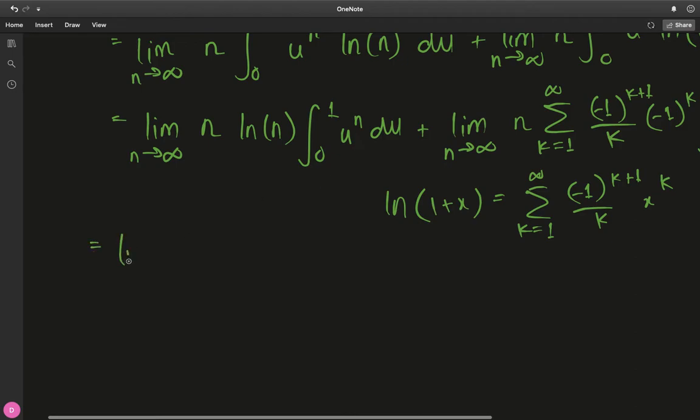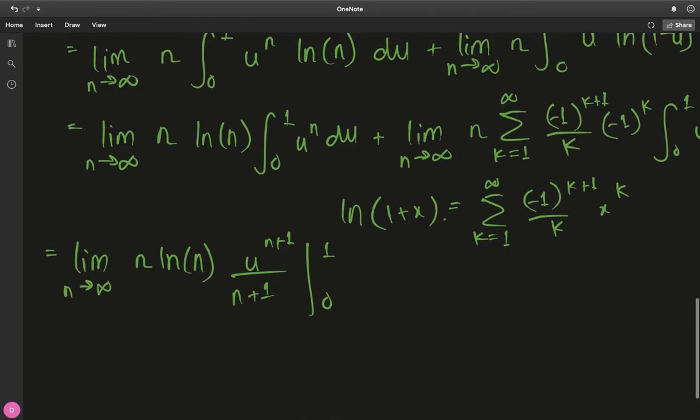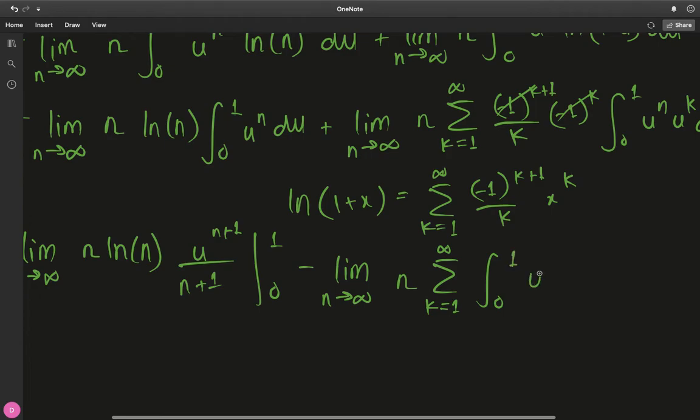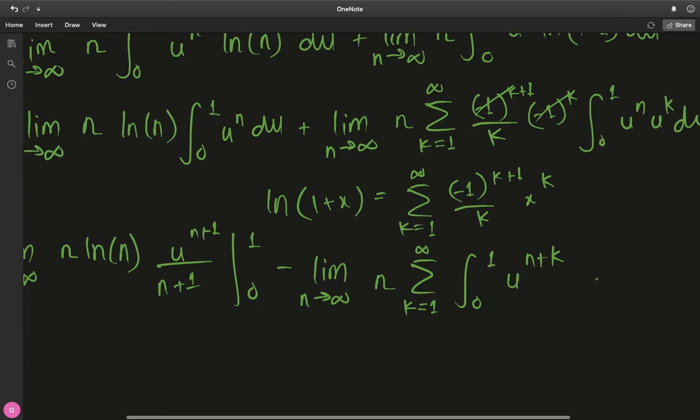So we can calculate this limit as n goes to infinity of n times natural log of n, and then the antiderivative of this is u to the n plus 1 over n plus 1 evaluated from 0 to 1. And well, minus 1 to the k times minus 1 to the k is minus 1 to the 2k, which will be 1 because it's an even power. And so we just end up with minus 1 to the 1, which is minus limit as n goes to infinity of n times sum from k equals 1 to infinity of, well, integral from 0 to 1 of u to the n plus k du.